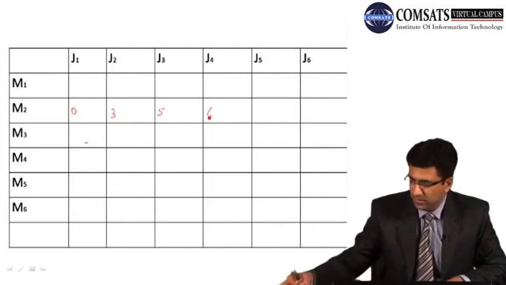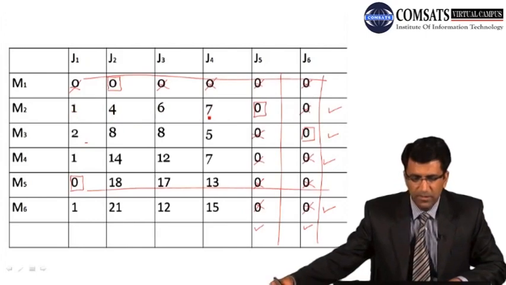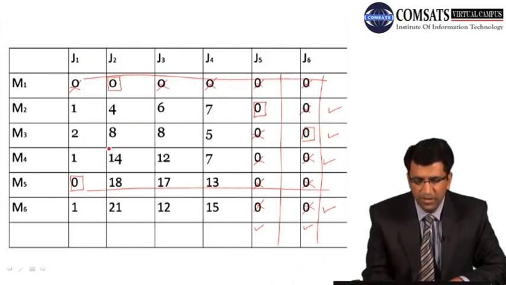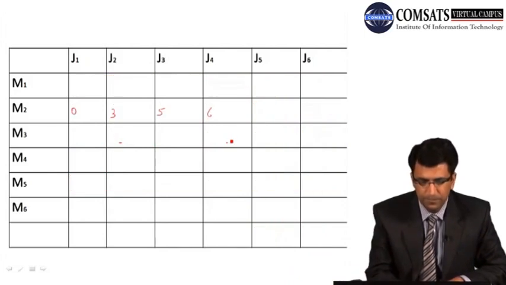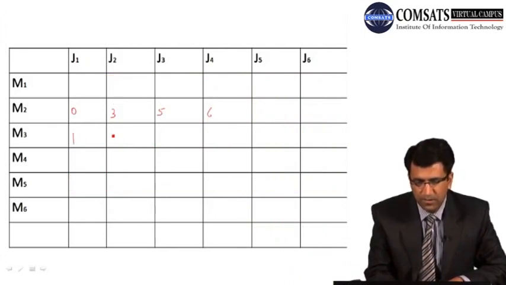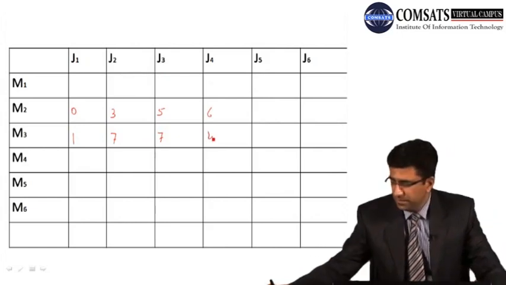Now again class, this value will become 2, 8, 8, 5. If we minus 1 from each value, then it will become 1, 7, 7, 4.